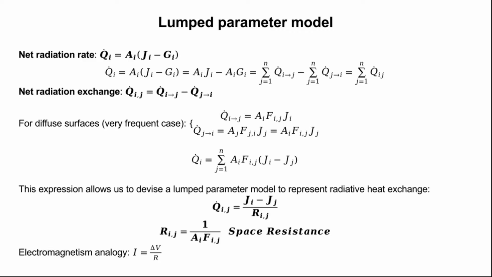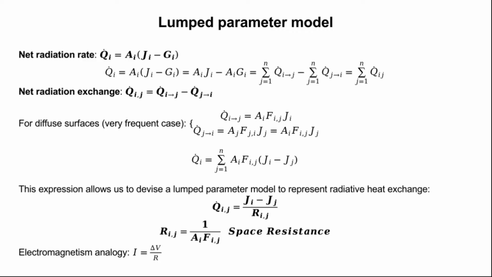We can further express each radiative heat flow in terms of the surfaces involved, their view factors, and the radiosity of each surface. In case of diffuse surfaces, which is a very frequent case, we can also apply the reciprocity rule, and this allows us to express the net radiation rate for i as the summation in j of the surface Ai times the view factor Fij times the difference Ji minus Jj.